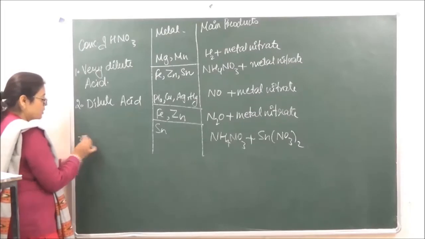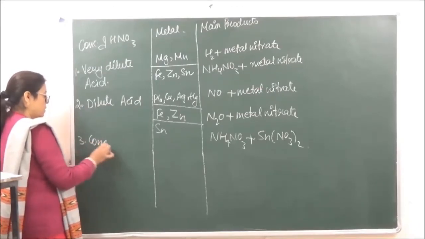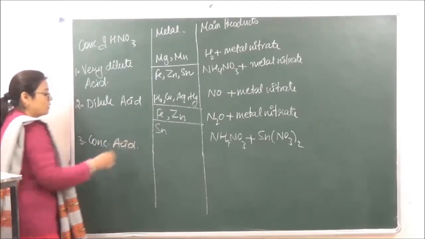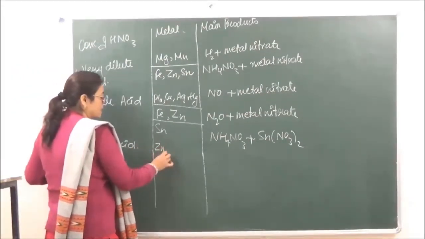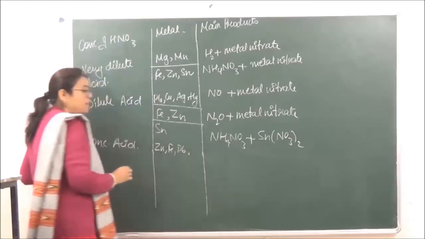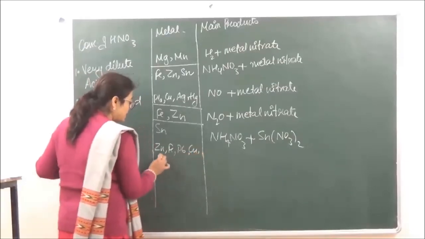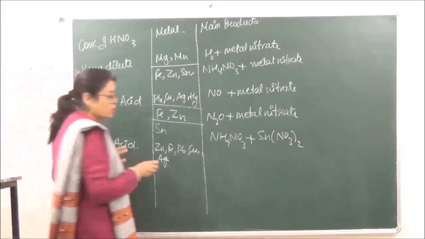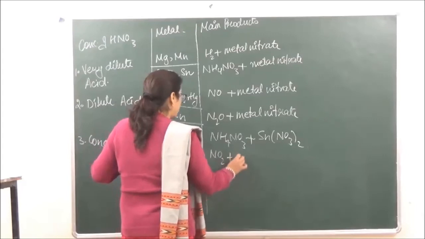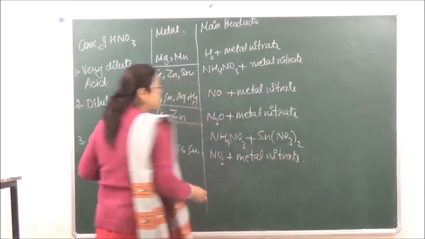Then the third type of acid which we have is going to be concentrated acid. In concentrated acid, if we react with zinc, iron, Pb, copper and silver, in all these cases we are going to get nitrogen dioxide plus metal nitrate.